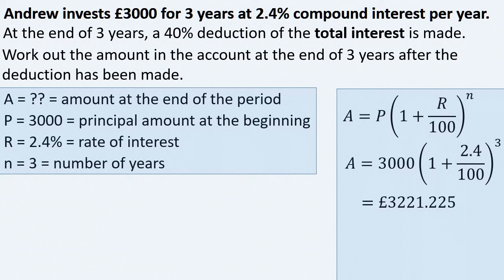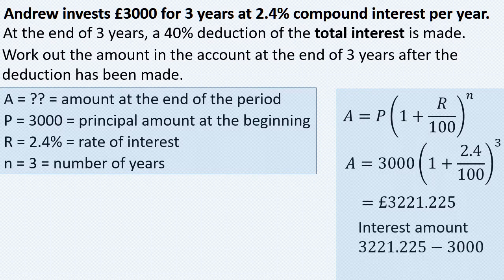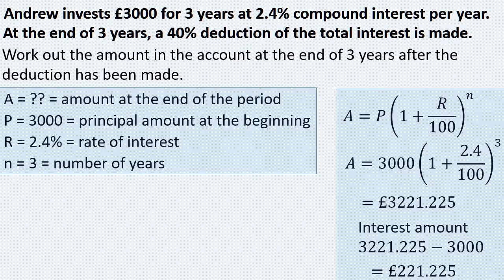From this amount, we can easily get the amount of the actual interest during these 3 years. It is simply the amount at the end of the period minus the principal amount at the beginning, and this gives us £221, or rather £221.225.